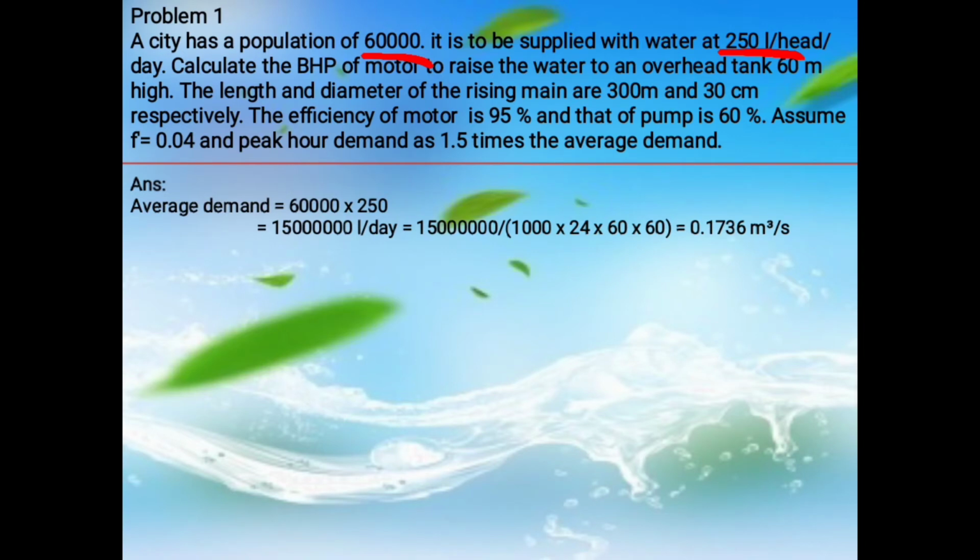That is 60,000 into 250. That equals 15 into 10 raised to 6 liters per day. Convert this liter into meter cube and day to second. Then that is 15 into 10 raised to 6 divided by 1000, that is in meter cube. Then per day, convert per day into second.